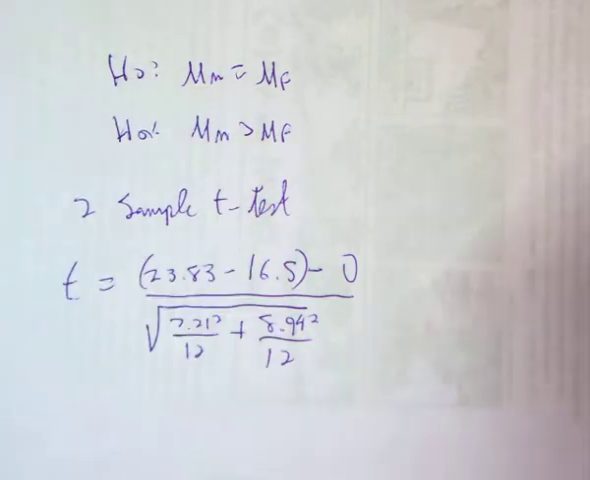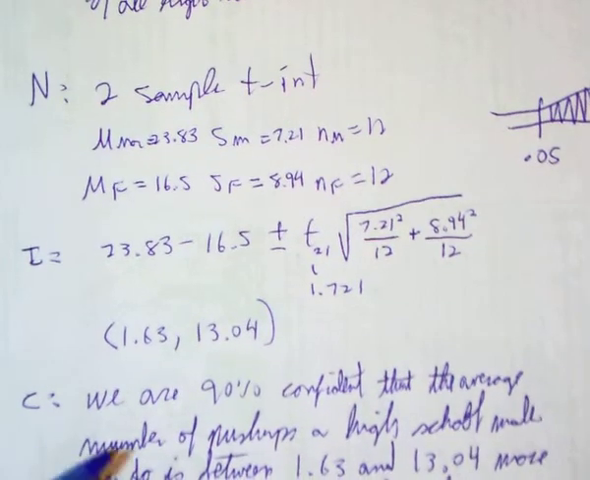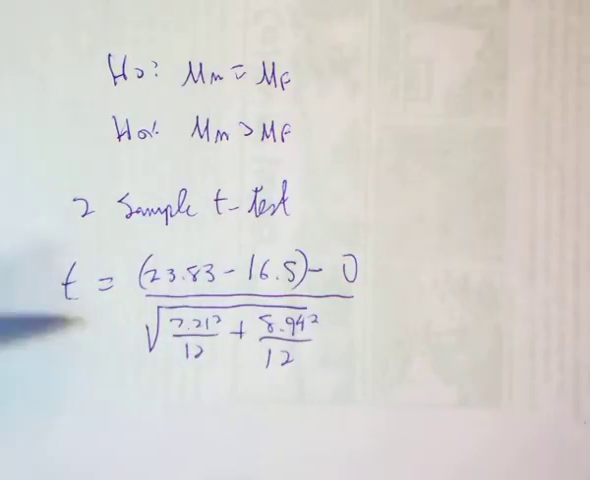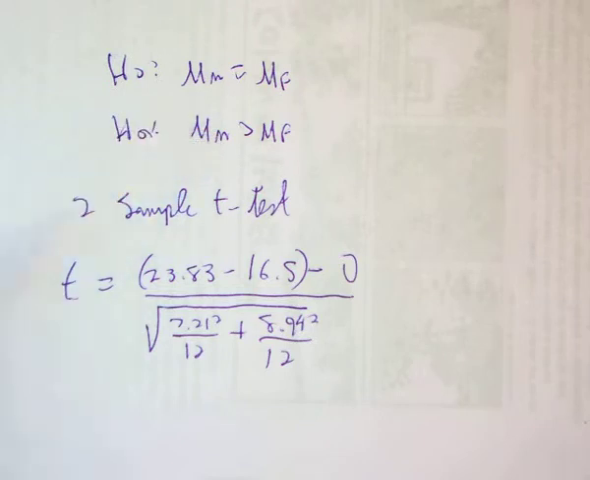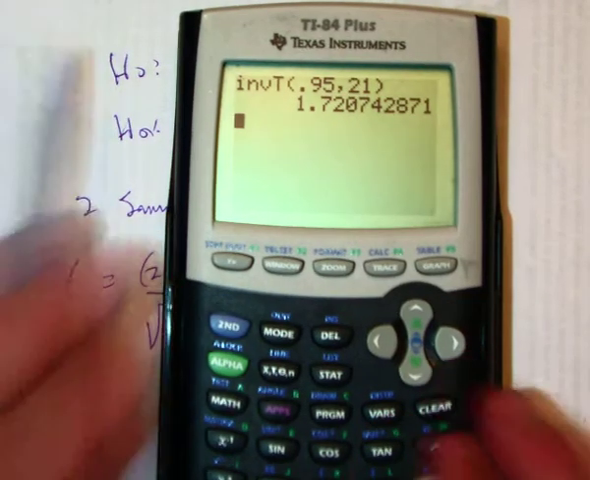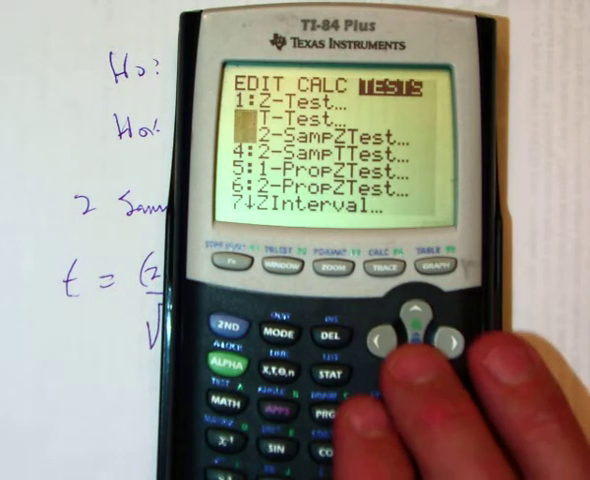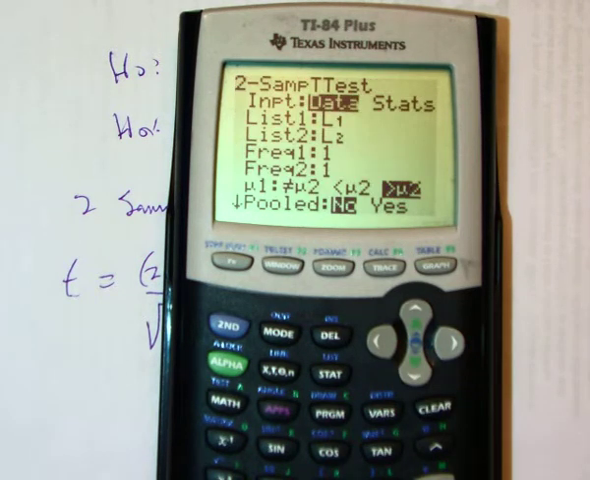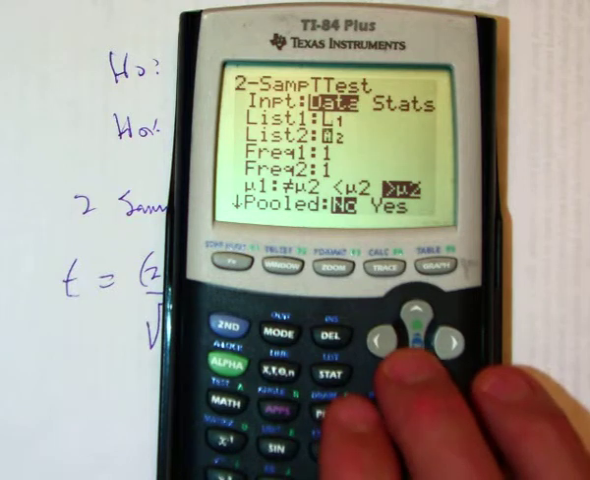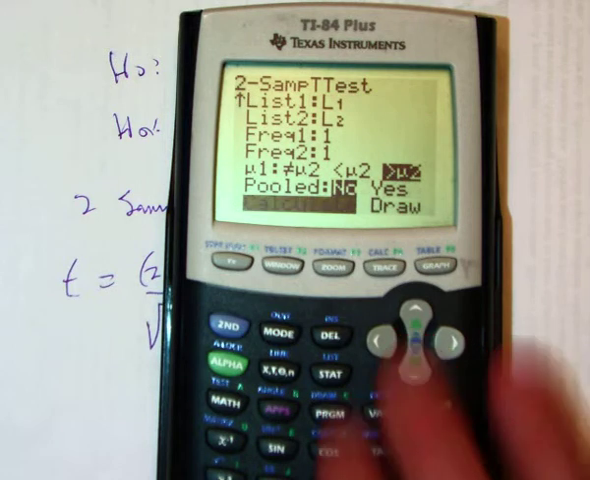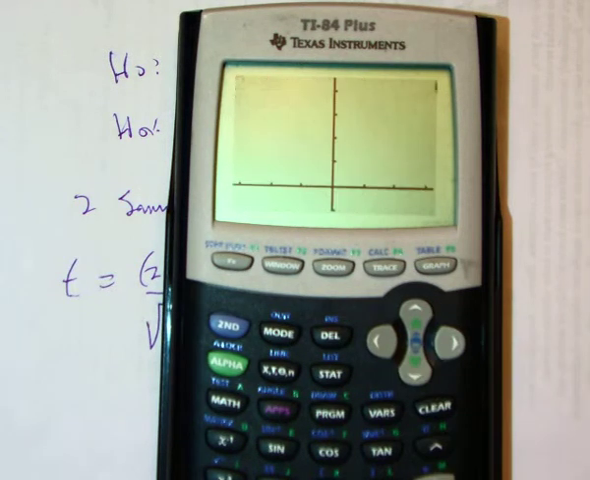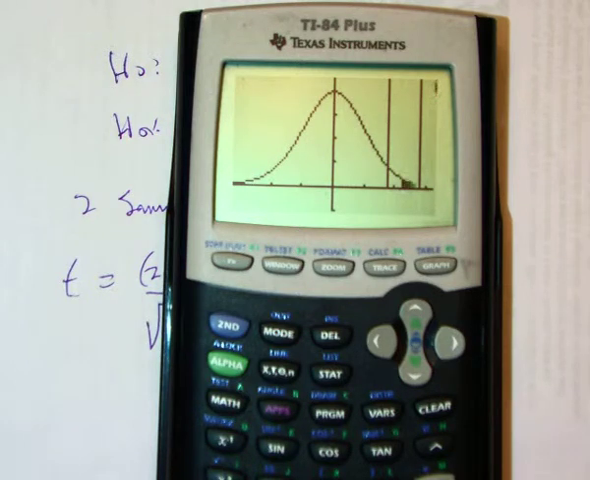Now, again, when we did our interval, we didn't get 0 in the interval, so when I do a two-sample t-test, I'm doing a one-tail test here. This should wind up rejecting the null. So let's see what happens. Go to stat test. I'm going to do a 2-sample t-test. I'm going to use the data from L1 and L2. I'm doing that L1 is greater than L2. And I'm going to say, okay, calculator, draw that out for me. Okay, so what do we get?